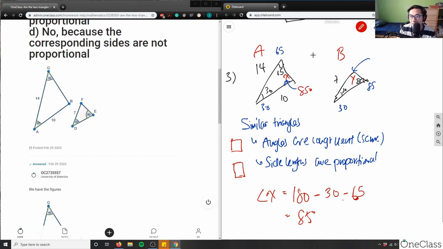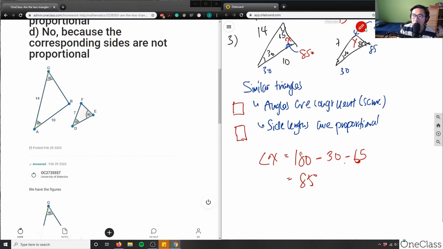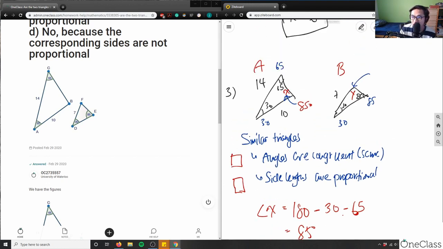And then let's look at angle B here. I'm going to solve for angle Y. Angle Y is also 180 degrees because it's still a triangle, minus, again, here is 30 degrees and 85 degrees. So 180 minus 30 minus 85, and I should get 65 degrees. I'm just going to double check. 180 minus 30 minus 85 is 65 degrees. So I have here angle Y is 65.